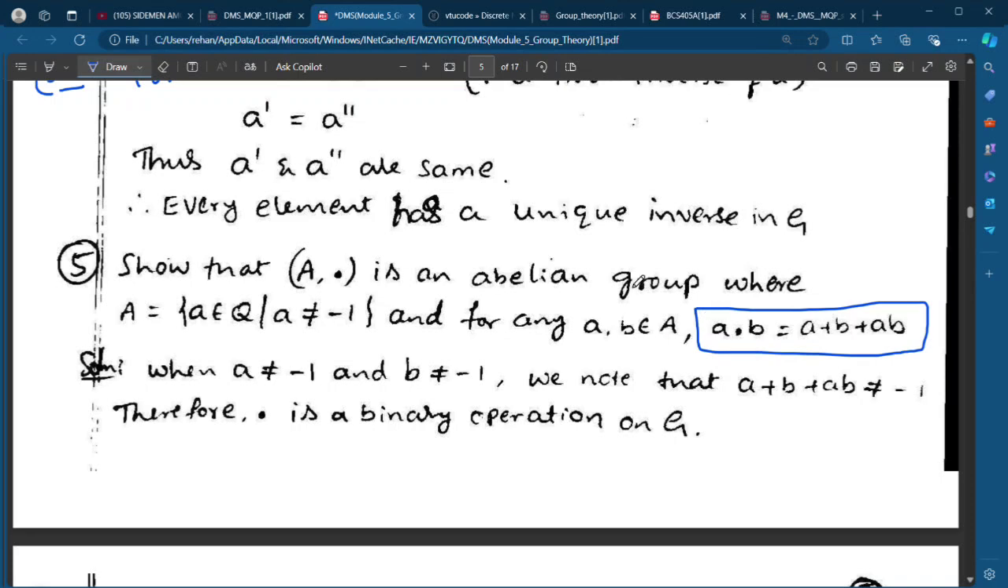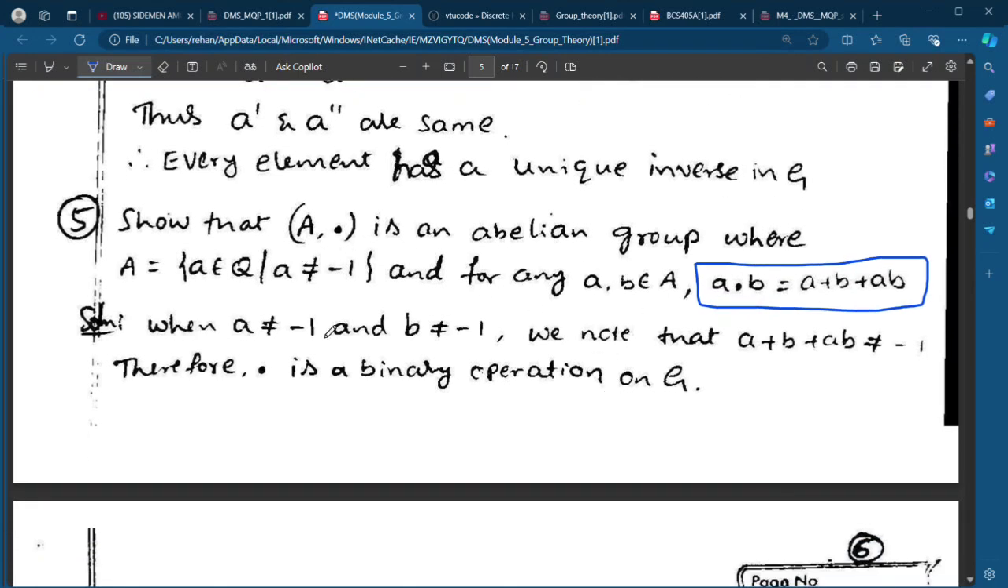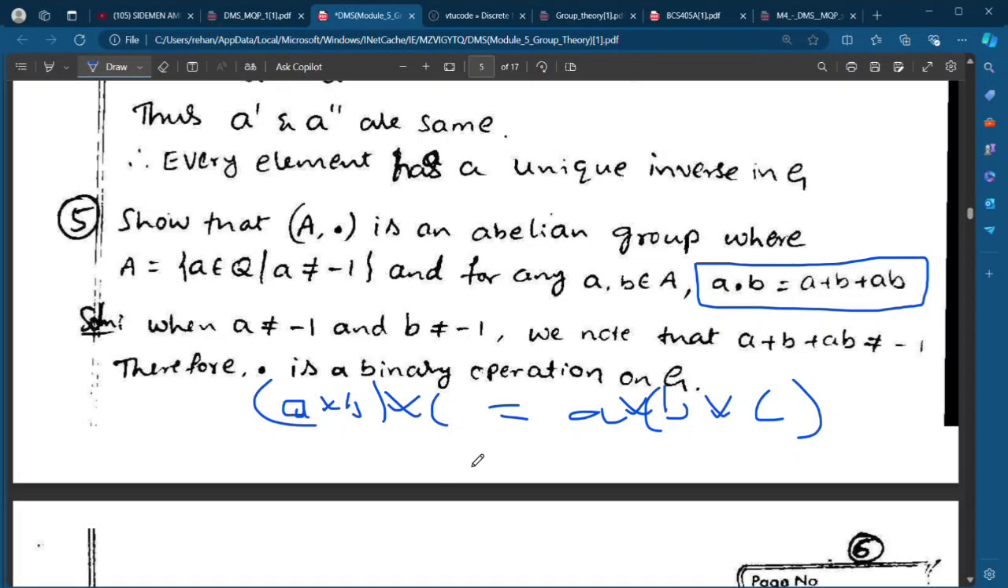Just read the question. Remember what they have given. A star B is equal to this, they have given. Now what I have to do is show that it is an Abelian group. So I have to show associativity first. A star B star C, so I take it like this: it is equal to A star B star C.